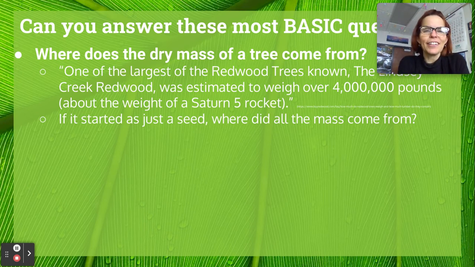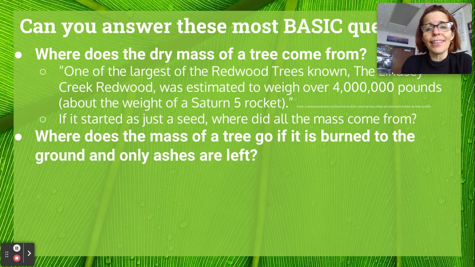And hopefully you're thinking to yourself, well, KJ, I know the answer to this. It pulled carbon dioxide out of the air and turned it into a solid, carbohydrates, and it built the tree from those solid carbohydrates. I think that's crazy.